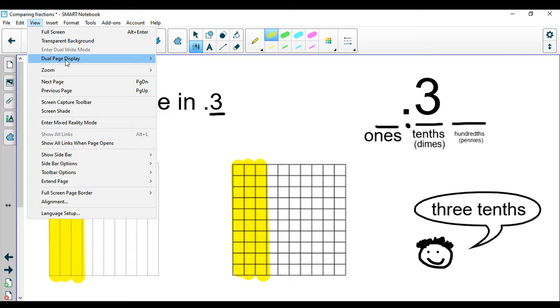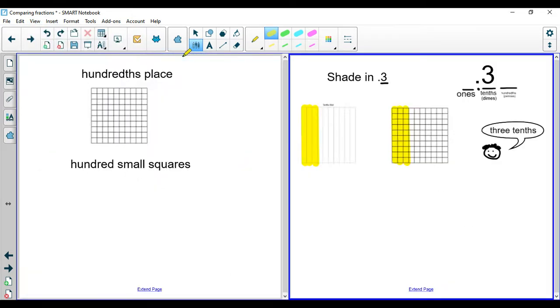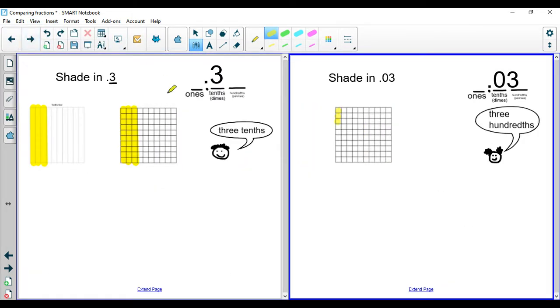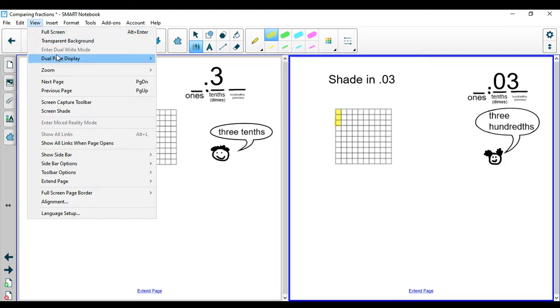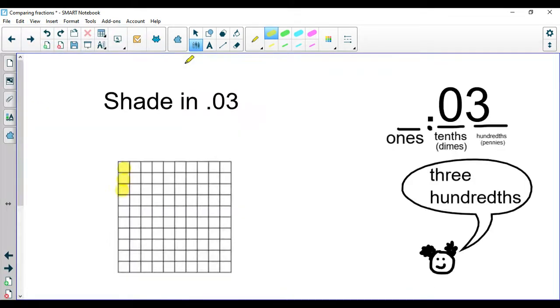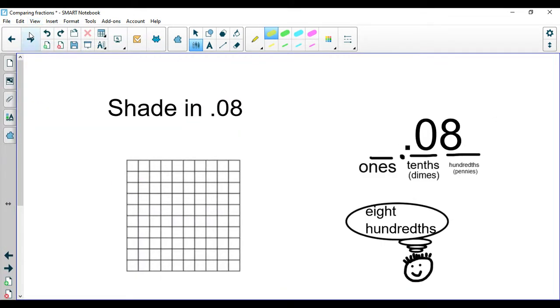A lot of students get confused with this. Let me see if I can put this on dual display. They think that 0.3 and 0.03 are the same. But look, this is a 3 in the tenths place. This is a 0 in the tenths place and a 3 in the hundredths place. So here's 3 tenths. Here's 3 hundredths. So just be alert when you're doing that skill. Okay, let's take this off dual display and we'll go to the next one.